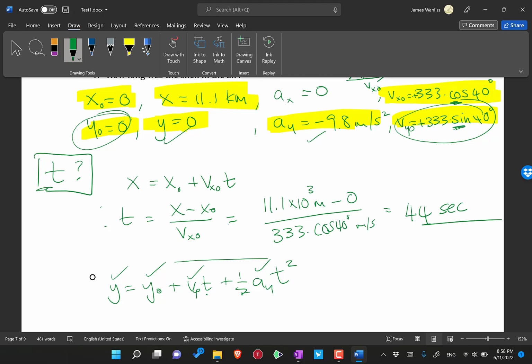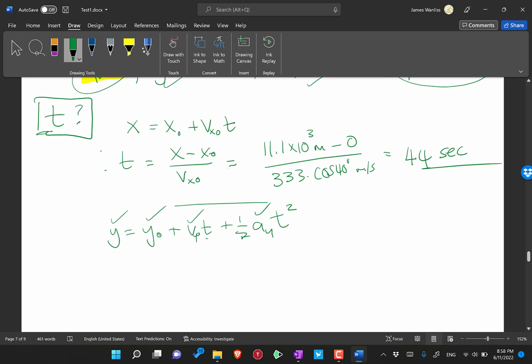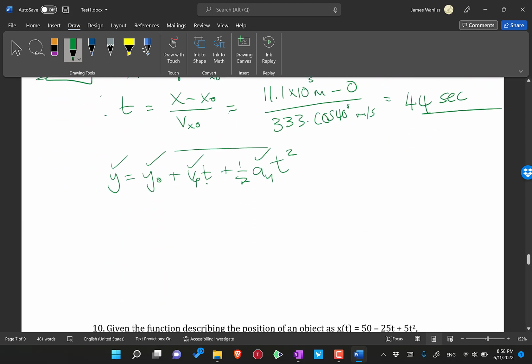This would be kind of painful. We could do it, but it's kind of painful because we'd get 0 equals 0 plus 214 times t minus 4.9 t squared. That's a quadratic equation, friends.